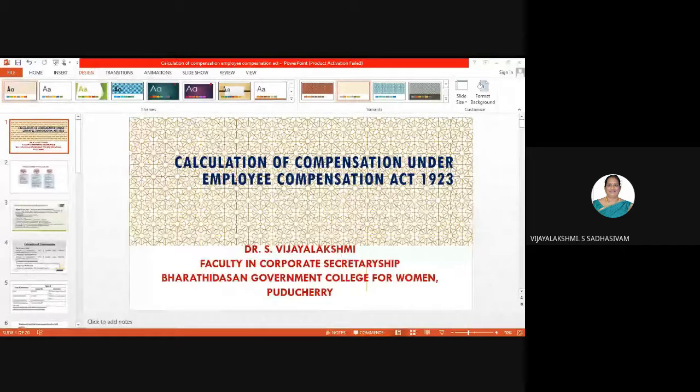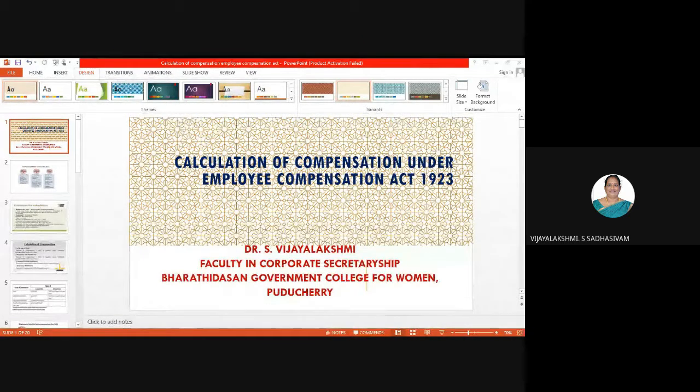So today we will talk about the calculation, how we are going to calculate the amount of compensation to be paid to an employee in case of any accident. Or it can be an injury cost or sometimes death would have occurred for the employee. So we will talk about the calculations under the Employee Compensation Act 1923.